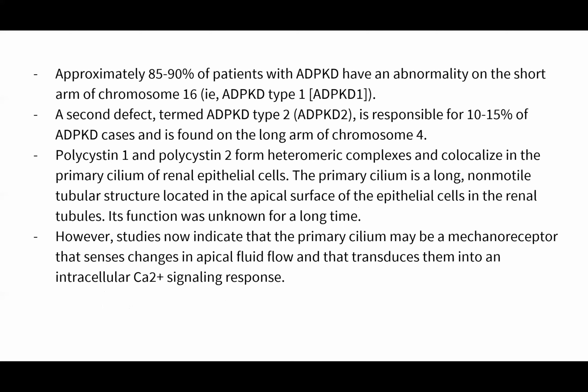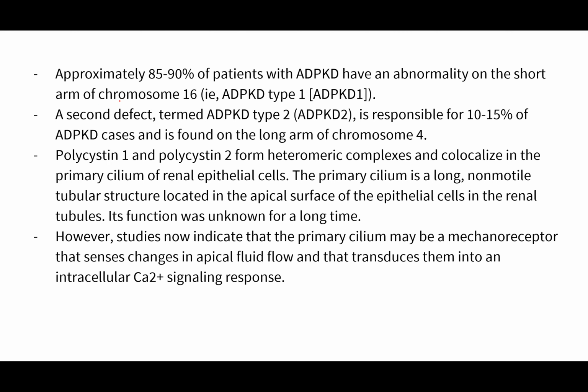Approximately 85 to 90% of patients with ADPKD have an abnormality on the short arm of chromosome 16, which is essentially ADPKD type 1. A second defect, termed ADPKD type 2, is responsible for 10 to 15% of ADPKD cases and is found on the long arm of chromosome 4. Specific chromosome abnormalities are worked out.